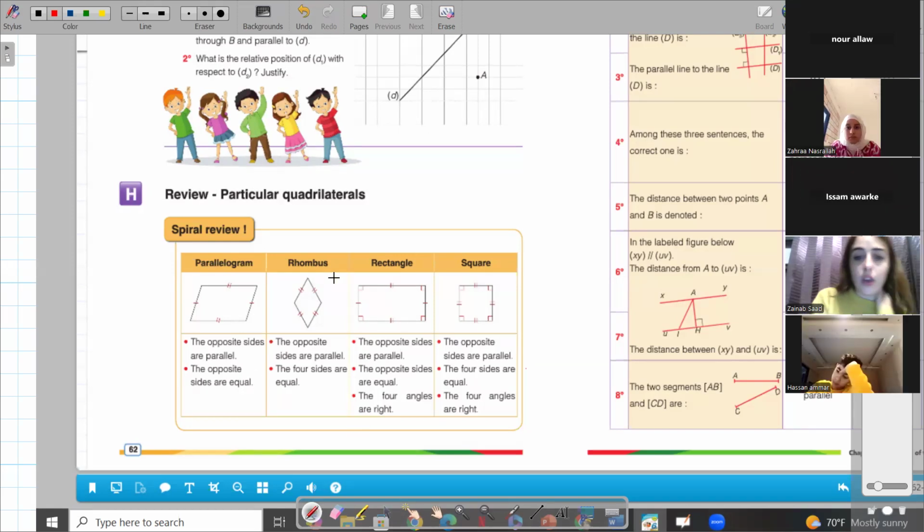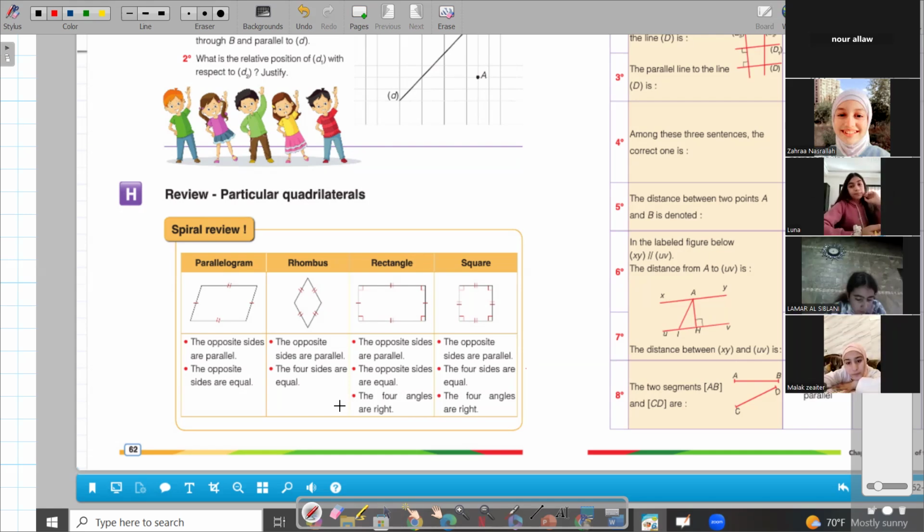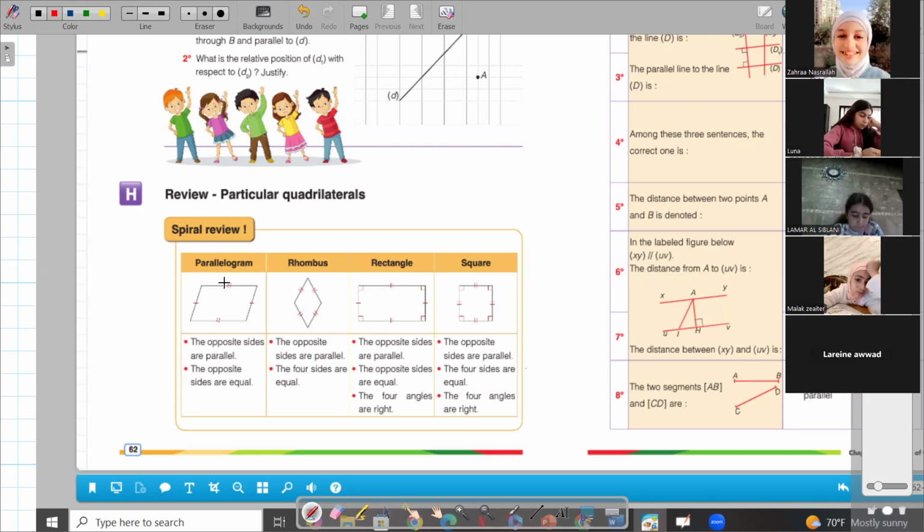Isam, can you read the rhombus? What's the characteristic of a rhombus? The opposite sides are parallel. The adjacent sides are equal. Thank you, Isam. The difference between the rhombus and the parallelogram: also, the opposite sides are parallel, but in the parallelogram not all of them are equal, only the opposite sides. But in the rhombus, all of them are equal and the opposite ones are parallel to each other. Can I find any 90 degrees in the rhombus, Isam?